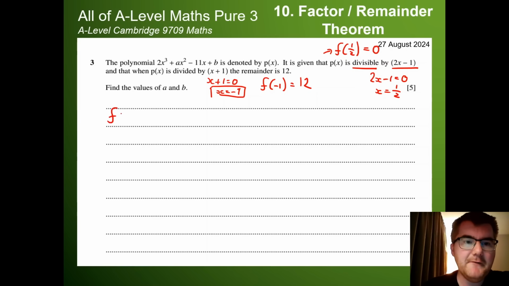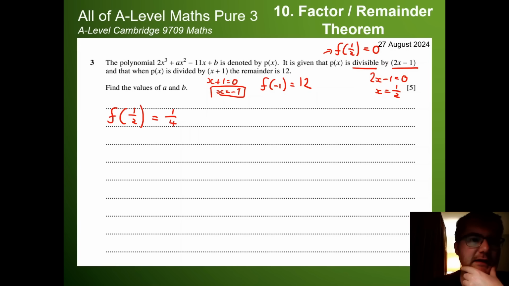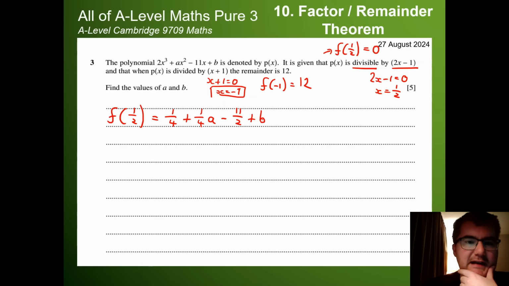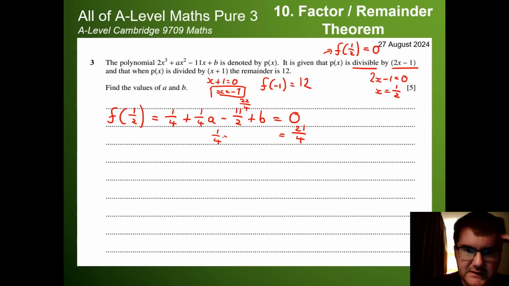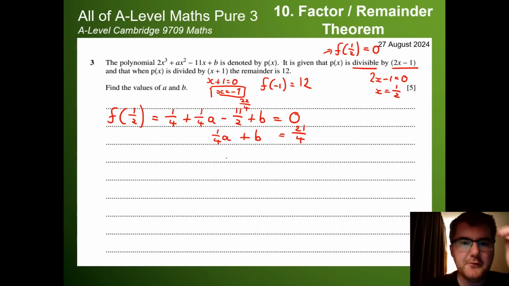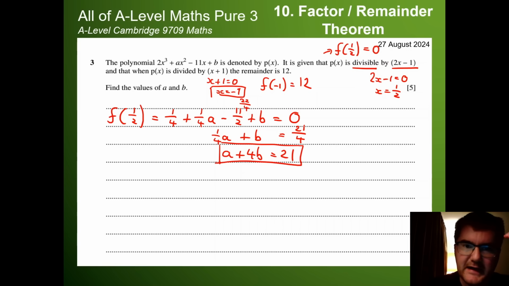Right, so let's start with f of a half. So if we put a half into this function, a half cubed is 1/8 times 2 is 2/8, which is a quarter. And then we have a half times a half is a quarter, that's also a quarter a, minus 11 over 2 plus b, and that's equal to 0. All right, let's tidy this up slightly. This is the same as 22 over 4. To bring it to one side, that's going to give us 21 over 4. This is a quarter a plus b. Times it through by 4 just so we tidy it up slightly. So we get a plus 4b is 21 from that statement.